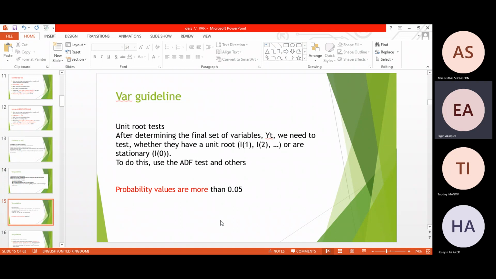The unit root test we perform is on the final set of variables, where we need to test whether they have a unit root in the first difference, the second difference, or are stationary. To do this, we use the ADF or another test, and it is expected that the probability after performing the first difference becomes more than 0.05, which is suitable for the unrestricted VAR.